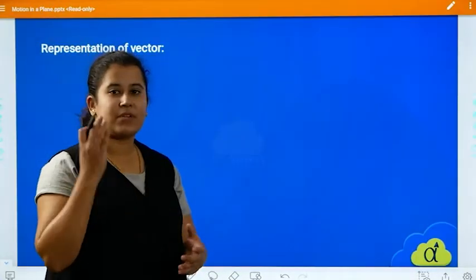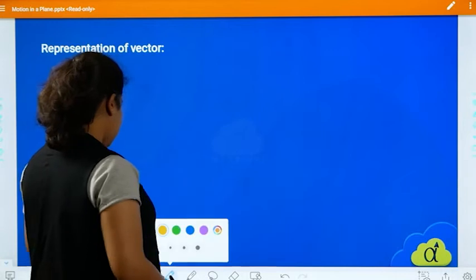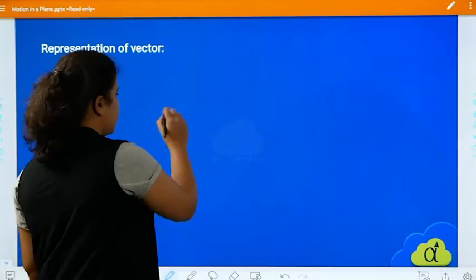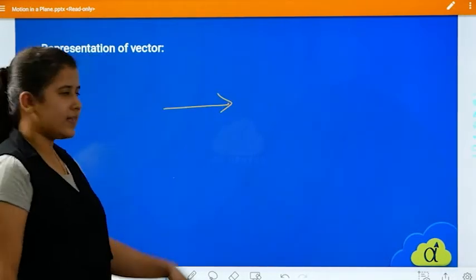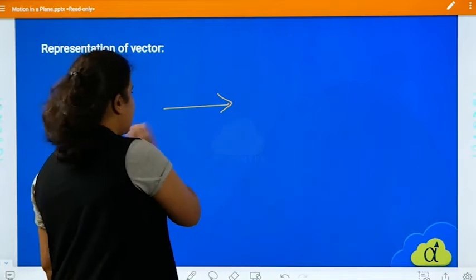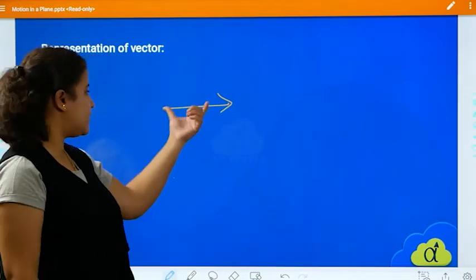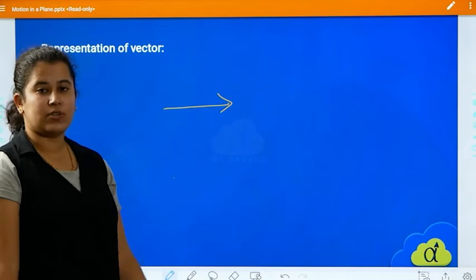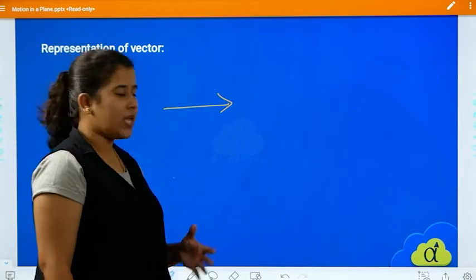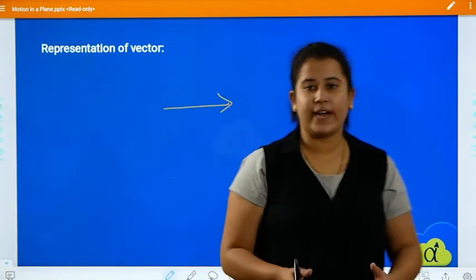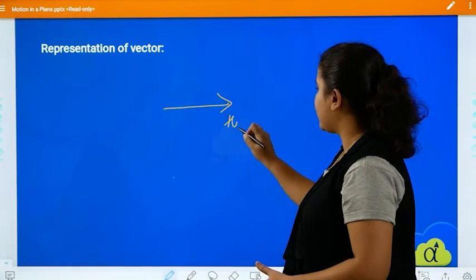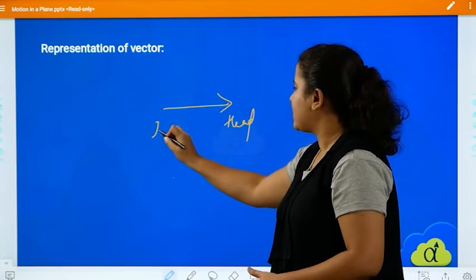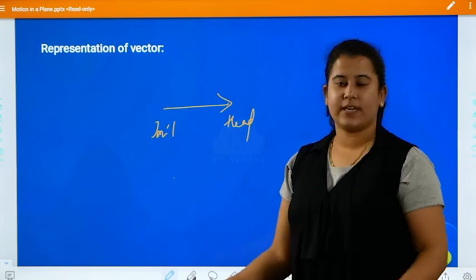And the representation of vectors we just saw is nothing but an arrow. The length of that arrow denotes the magnitude, and the arrowhead denotes the direction. The arrowhead we call the head here, and this other end is called the tail. So very important theory to remember.